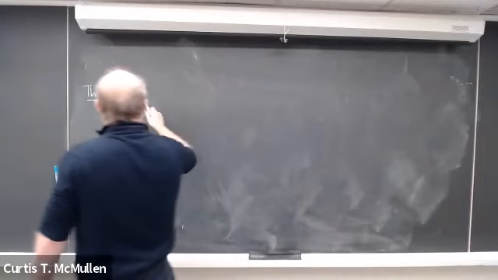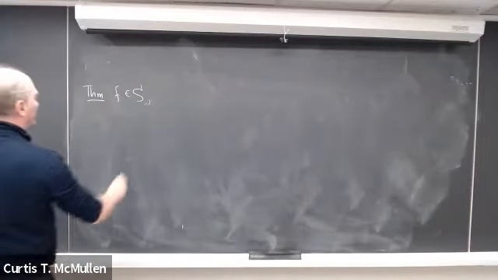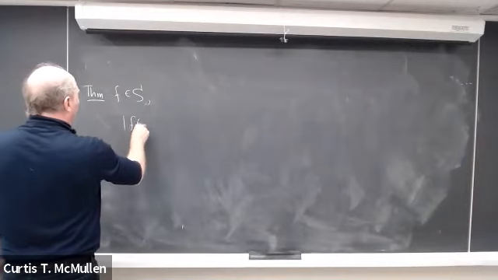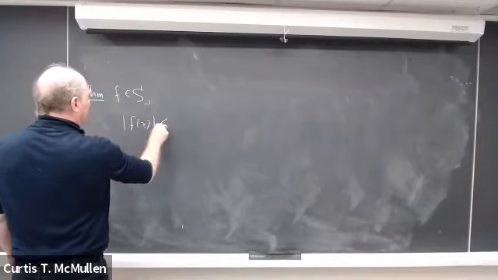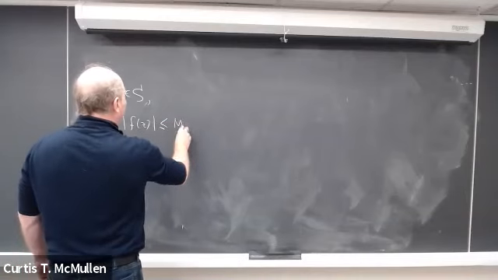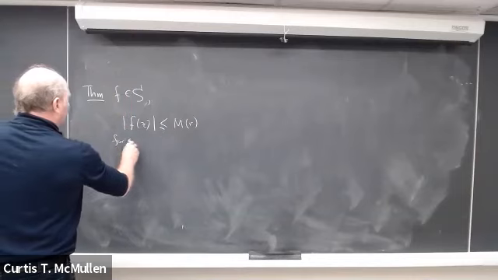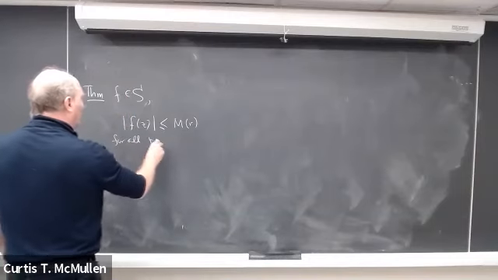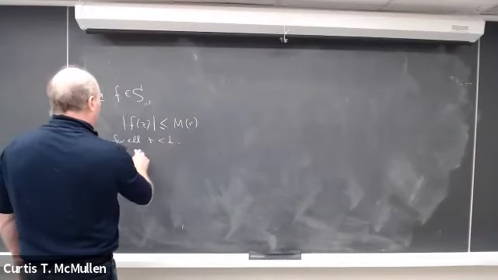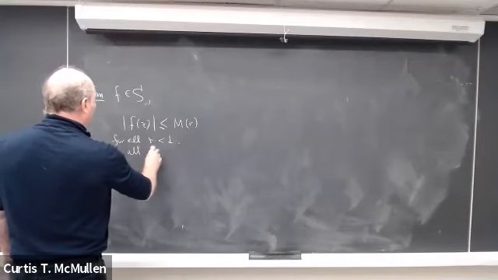So if f is in S, for example, then the absolute value of f of z is less than or equal to some function that depends only on the radius r, for all r strictly less than 1 and for all f in S.